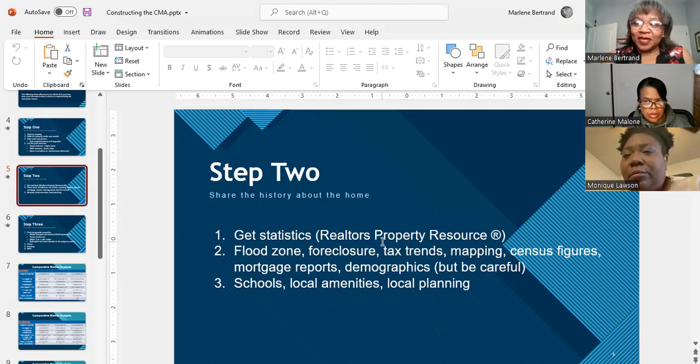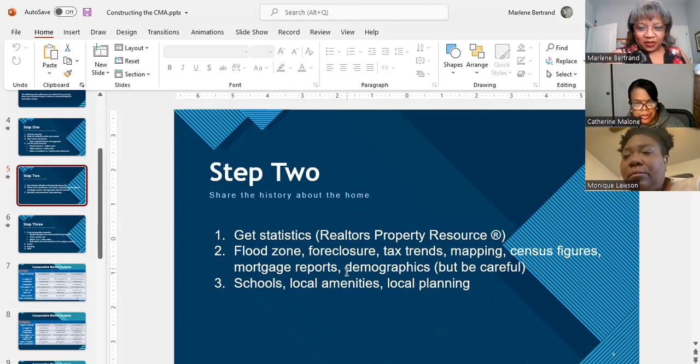So anyway, yes, I'll give you the link, both of you, the link to the Realtors Property Resource. And from them, you can get a whole bunch of information like flood zone, whether the property's been in a foreclosure, what are the tax trends for this property? You can see where it's located in the neighborhood, census, mortgage reports, the demographics.